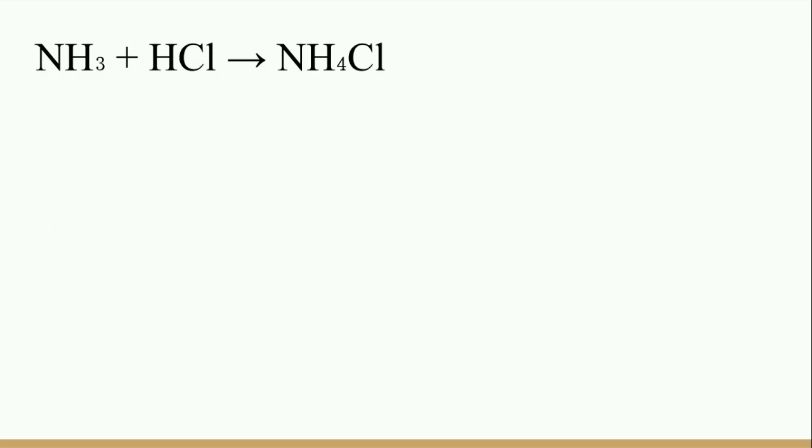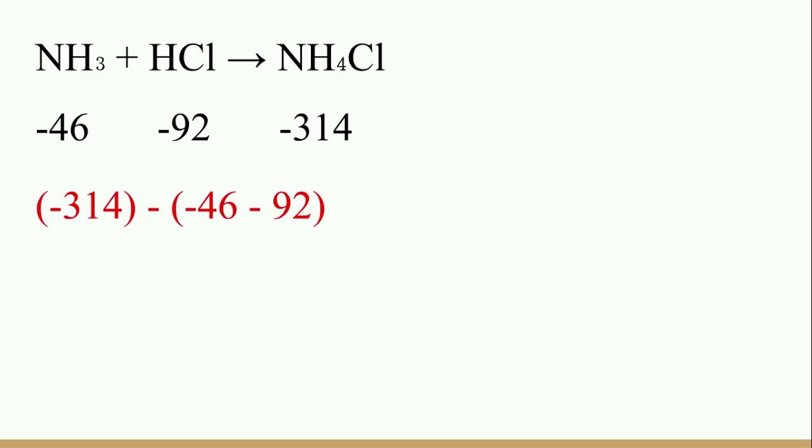Here we have another equation. NH3 plus HCl leads to NH4Cl. Once again, these are going to be given to you. Negative 46 is the enthalpy of formation, negative 92, and negative 314. So it's going to be your products, negative 314, minus your reactants. Our reactants are negative 46 and negative 92. That's going to give you a total of negative 176 kilojoules as your final answer.